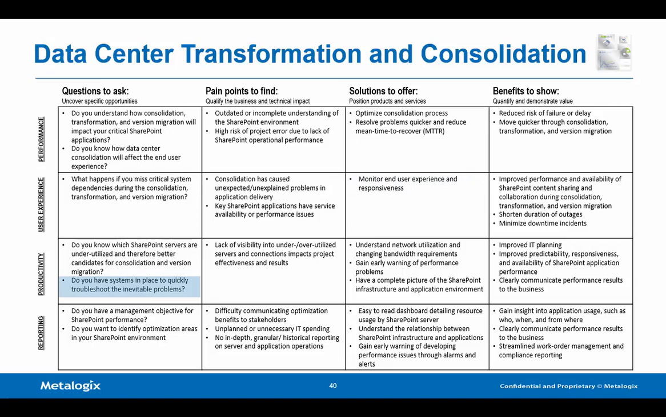Regarding productivity, we go back to asking, do you have a system in place to quickly troubleshoot the inevitable problems? This directly aligns with the issue that there is a lack of visibility into both the source and destination. And with Diagnostic Manager, from one single console, you can view a complete picture of both farms, source and destination, and receive alerts that also, I want to point out, are customized. Maybe it's a development environment, so the thresholds are higher than in a production environment.